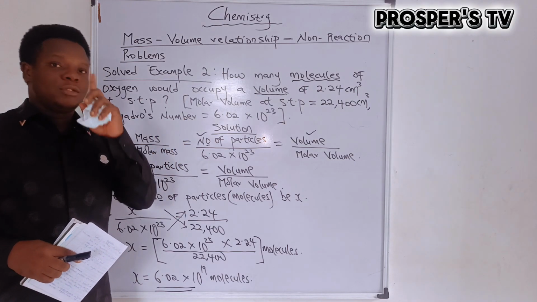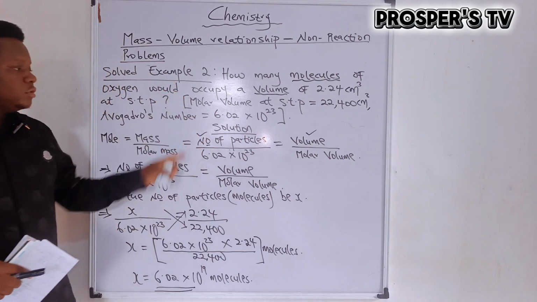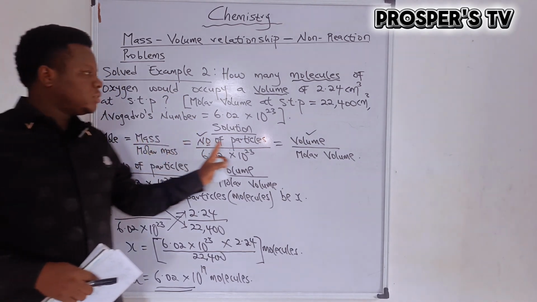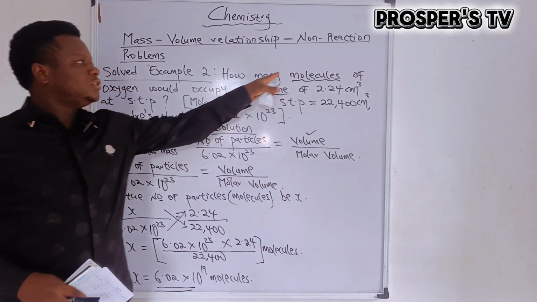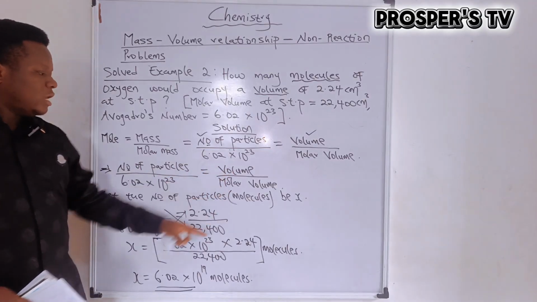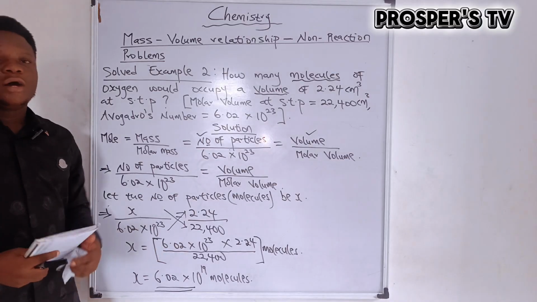In the last class, I taught you how to solve questions involving reactions. Now I've shown you how to solve problems that do not involve reactions. You simply make use of this formula. Know the part of the formula to pick according to the parameter given in the question. Once you write those two parts of the formula, you take your unknown to be a variable, and then you simply cross multiply and you have your answer.